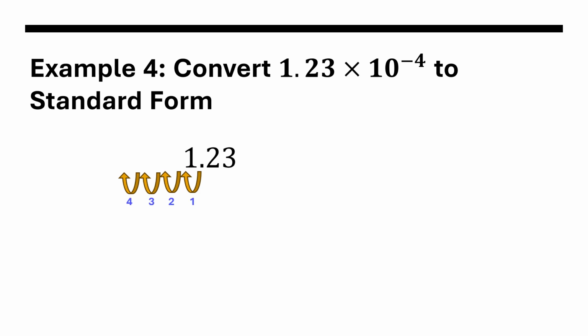So 1, 2, 3, 4. And then for the missing places, you put now zeros. And then you put now your decimal and then another zero as your units digit. So we can convert that as 0.0000123.